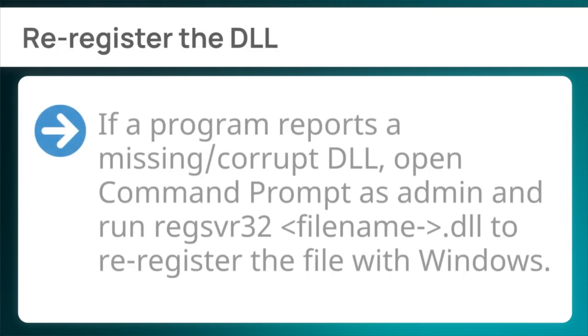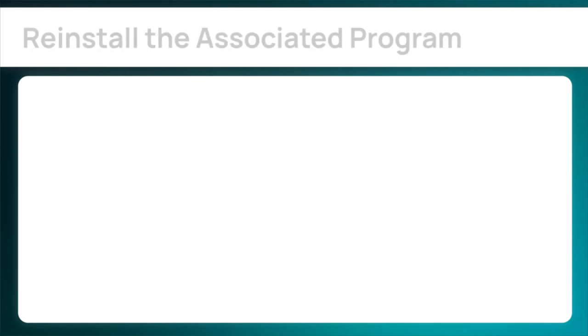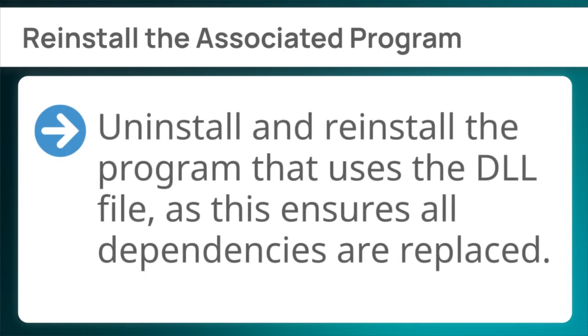Next, re-register the DLL. If a program reports a missing or corrupt DLL, open command prompt as admin and run regsvr32 followed by the DLL name to re-register the file with Windows. Finally, reinstall the associated program. Uninstall and reinstall the program that uses the DLL file, as this ensures all dependencies are replaced.